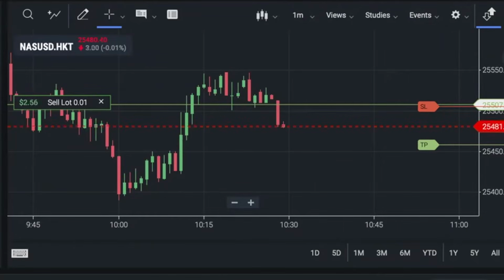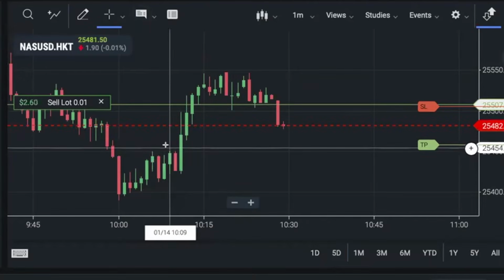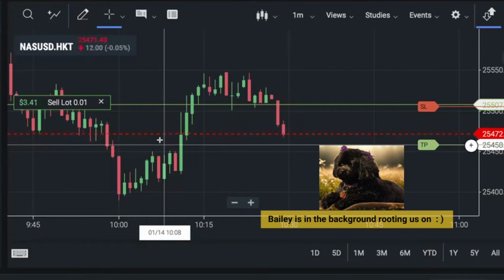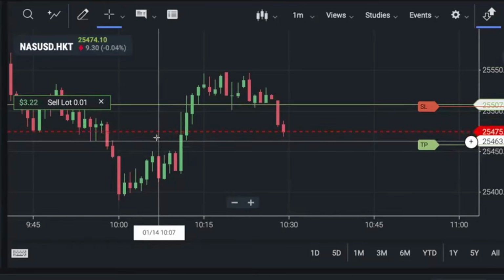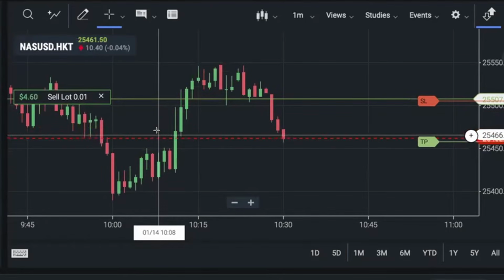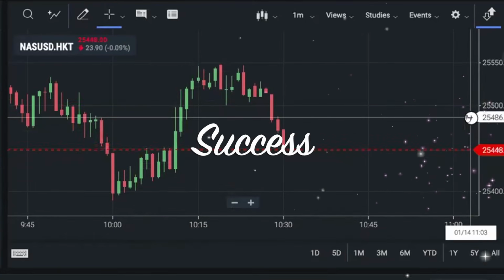Okay, I moved my stop loss to break even just to cover the commission, and we'll see if we can get down to this fair value gap, this little gap right in here. I'm about halfway. Good trade.